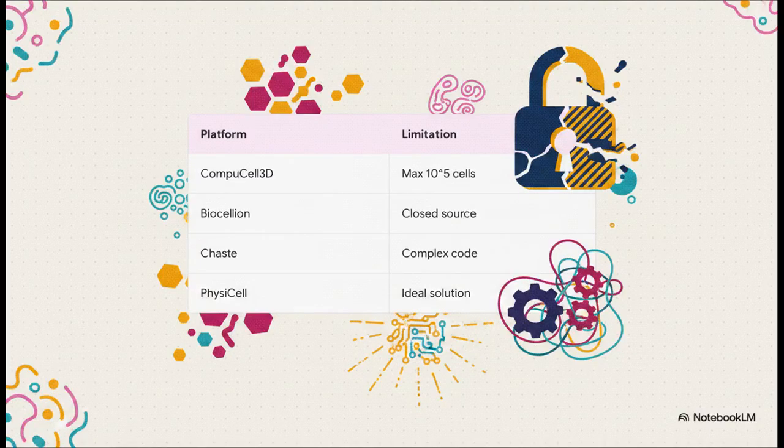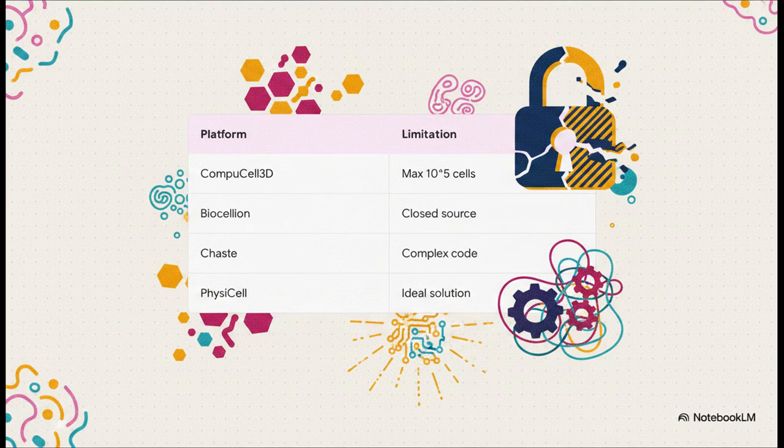To really get why PhysiCell is such a big deal, we have to recognize the massive hurdles of the older simulators. You see, platforms like CompuCell 3D or Morpheus, they're super user-friendly, but they hit a brick wall when trying to scale past, say, 100,000 cells. Then you have others like BioCellion or Tysim, which can handle the massive scale, but they're locked behind strict closed-source licenses. And then tools like Chaste, they have these incredibly complex code-based dependencies that honestly make them a total nightmare for new developers to adopt.